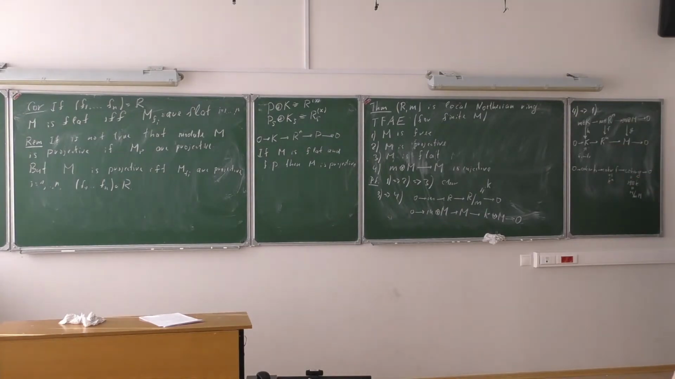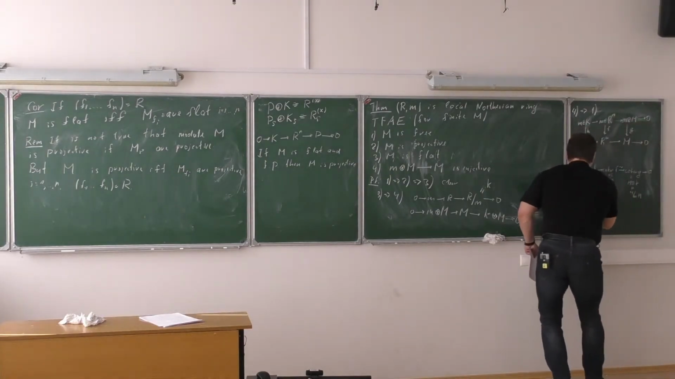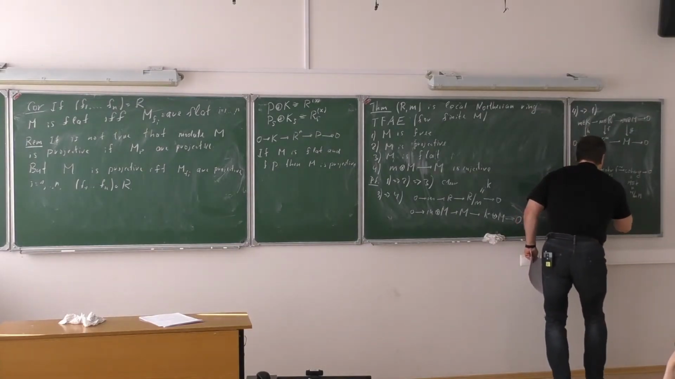Now this map is not just surjective, this map is actually an isomorphism, right? Because these are just vector spaces, and these vector spaces are generated by the same set of generators. So this is an isomorphism, and hence the cokernel of H is isomorphic to zero.